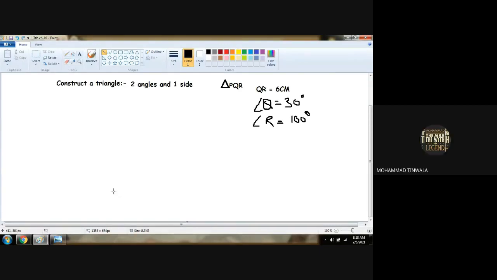Okay. So this is our baseline. Sorry? QR. QR starting from 0 centimeter. We will point here up to 6 centimeter and we will give name as QR. And we will place here 6 centimeter. Okay. Now using this protector.